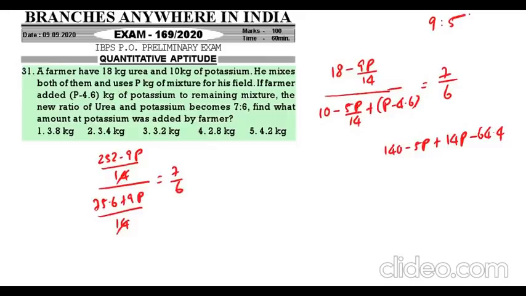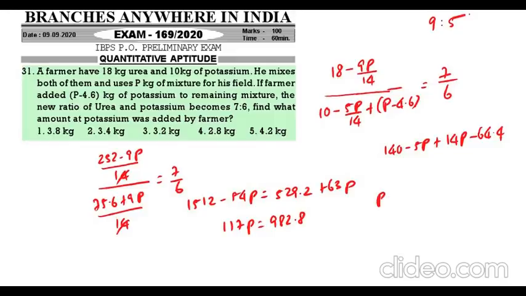14 cancel. If you do this, 1512 minus 54p is equal to 529.2 plus 63p. Now 63 plus 54, 117p is equal to 982.8. This 1512 minus 529.2, that is 982.8.